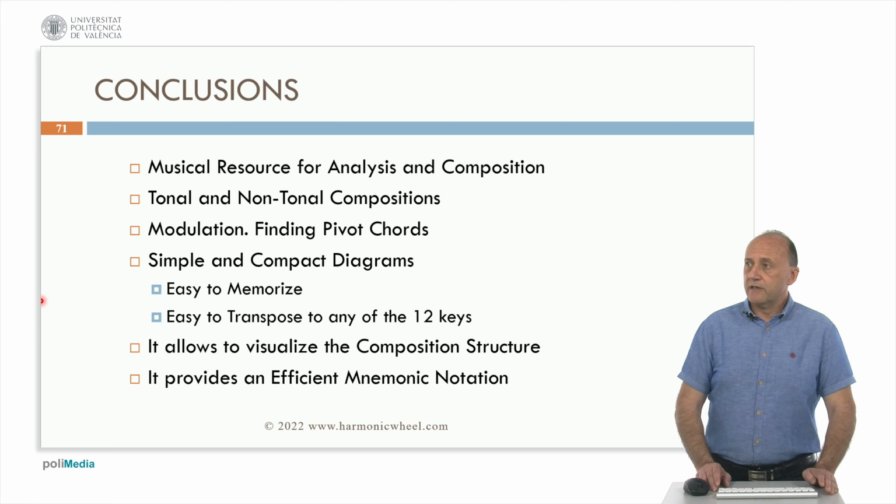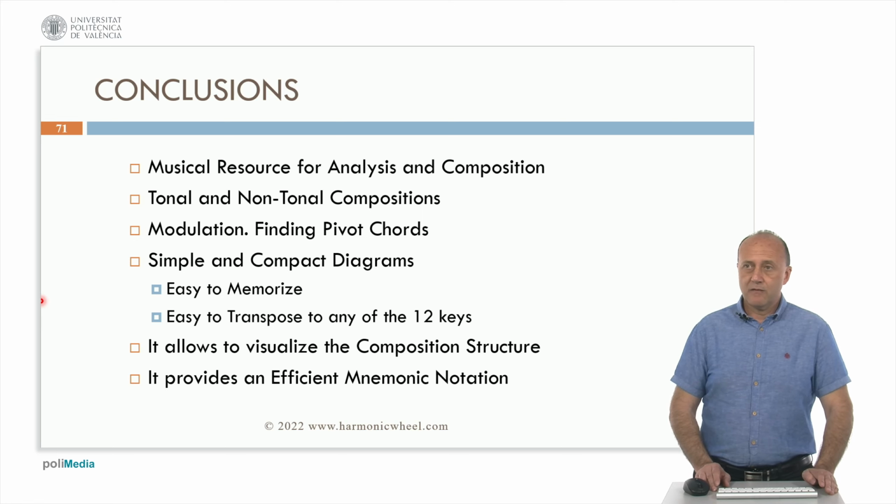So the Harmonic Wheel is a musical resource for analysis and composition, both for tonal and non-tonal compositions, including modulation and finding pivot chords. Normally, we obtain simple and compact diagrams, which are easy to memorize and, of course, easy to transpose to any of the 12 keys. It also allows us to visualize the composition structure and provides an efficient mnemonic notation.